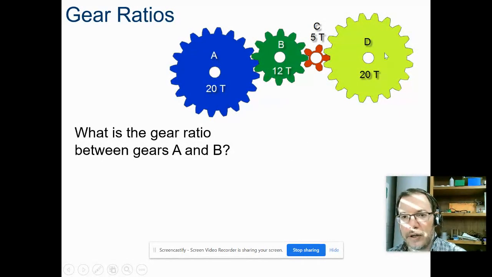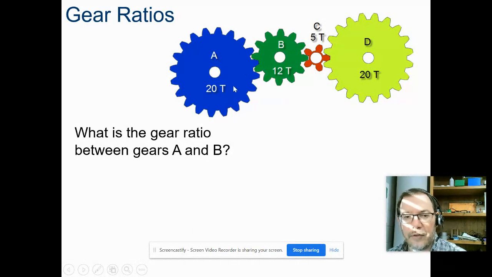And so we're going to look at this simple gear train. A is our input, it's going to turn B, B is going to turn C, and C is going to turn D. And we want to figure out what is the gear ratio for this system. The way we're going to do that is break it down into smaller pieces. So we're going to figure out what's the gear ratio between A and B. That's what they're asking for here.